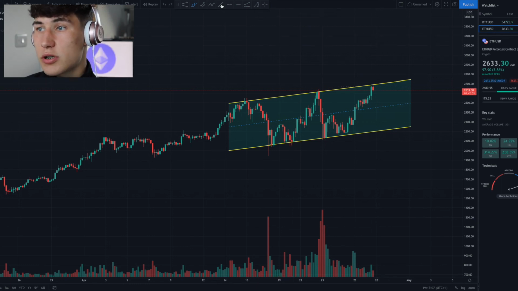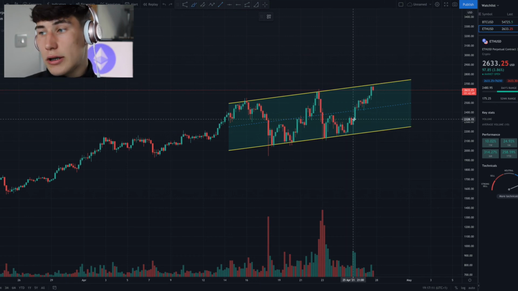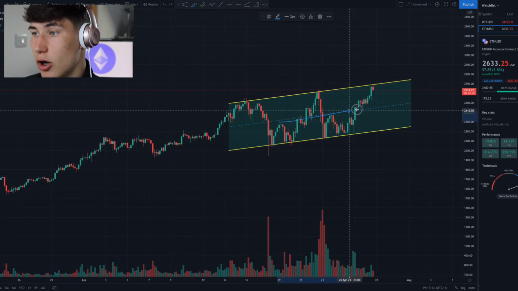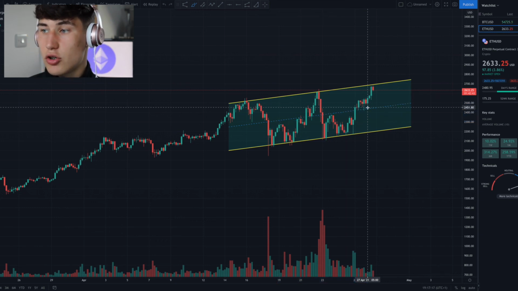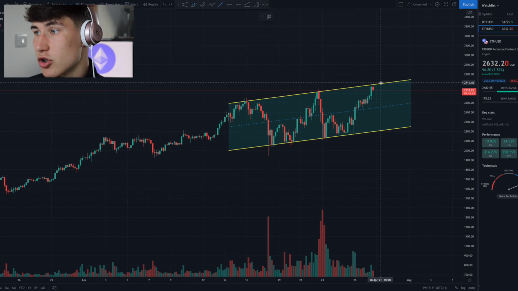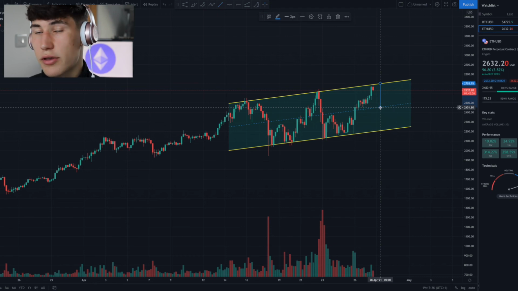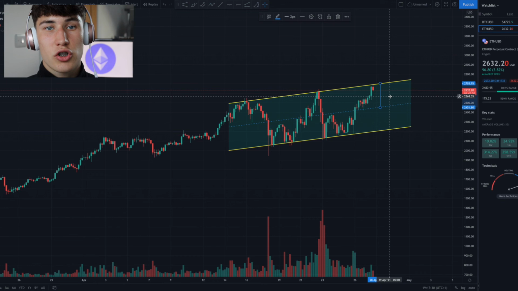However, if Ethereum were to get rejected at this resistance point, I would put a short position in. And like the long position, the short position would have two targets. So the first target would be the blue dotted line in the center of the rising channel, because this is where there is a lot of resistance and support. So the first target would be at that dotted line at just under $2,500.